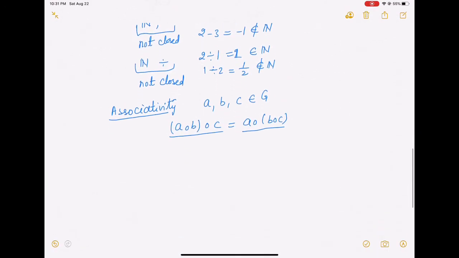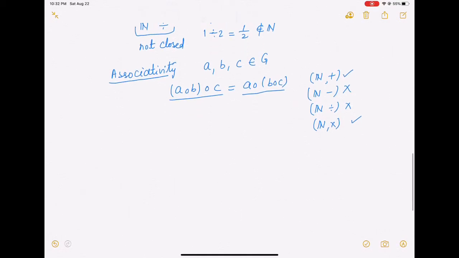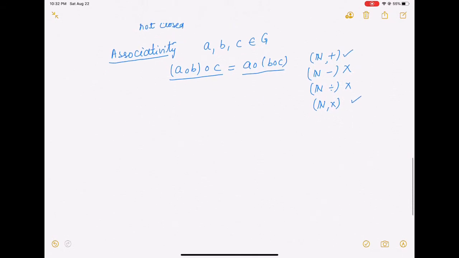You may easily check that N with plus satisfies the associative property. N with minus, obviously not. Similarly, the division does not satisfy it. If we take multiplication, then it will satisfy the associative property. You may check other sets for these properties.